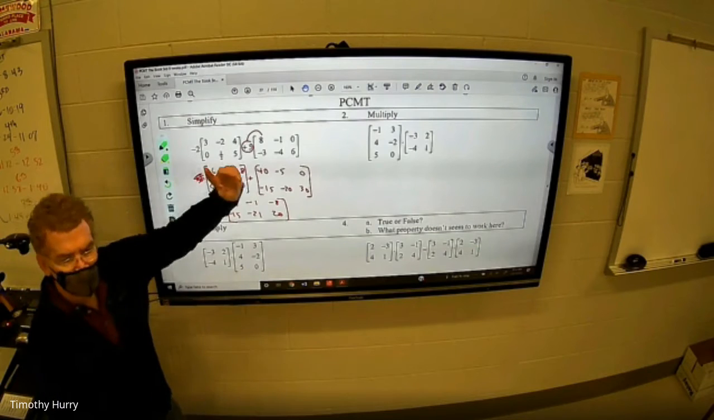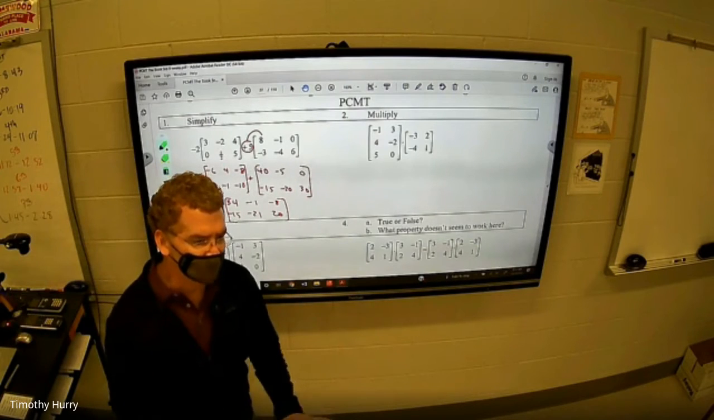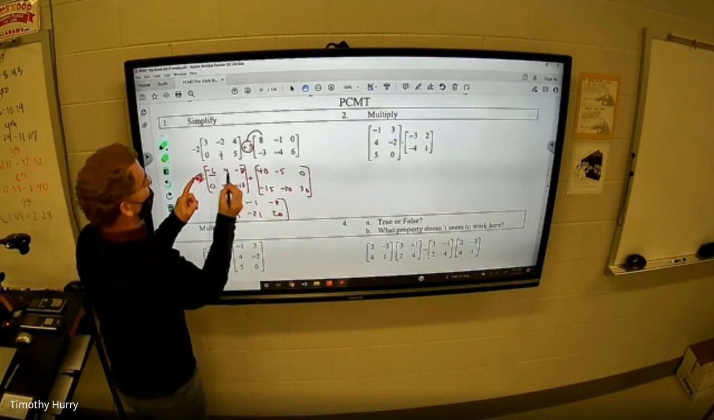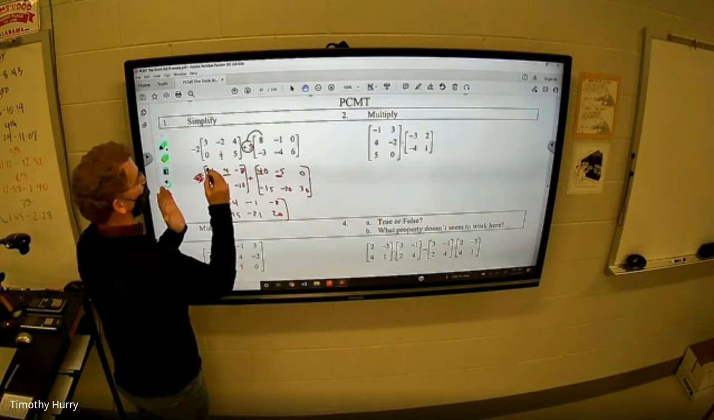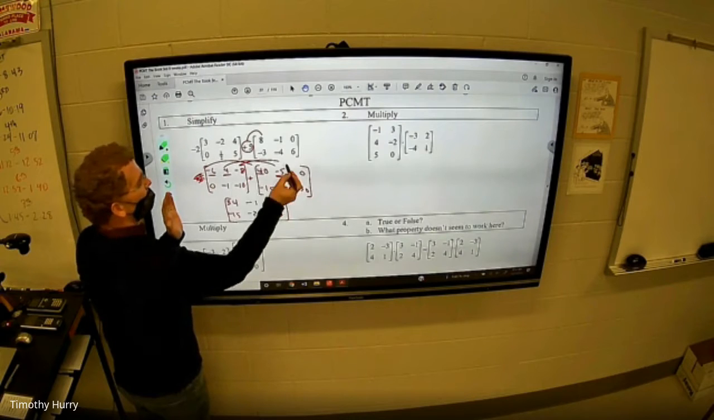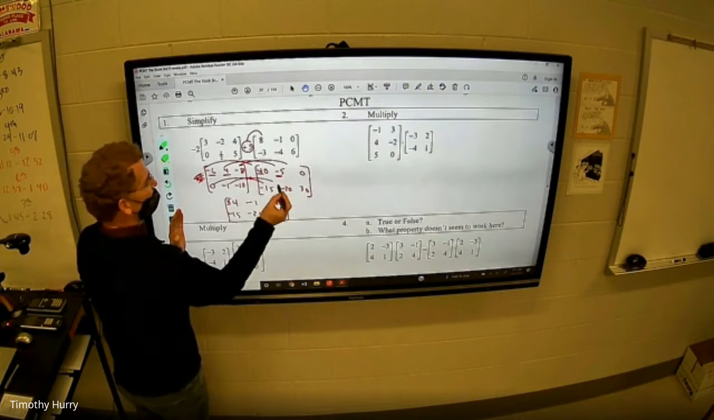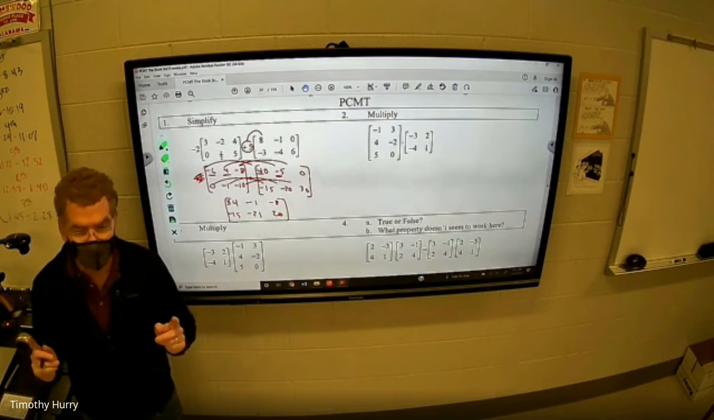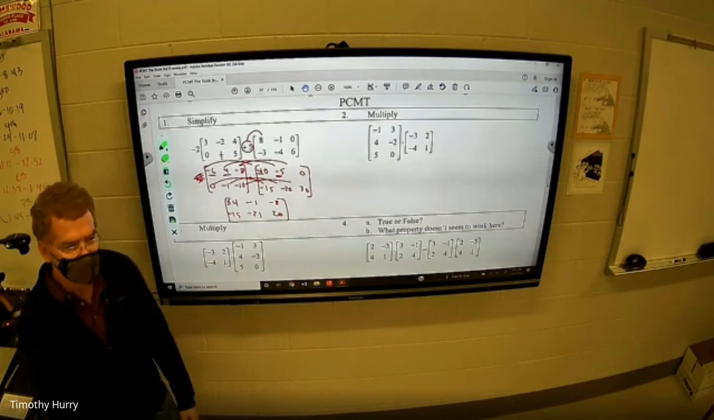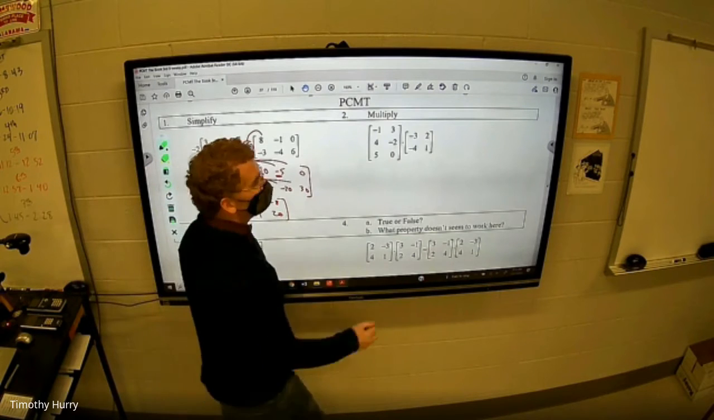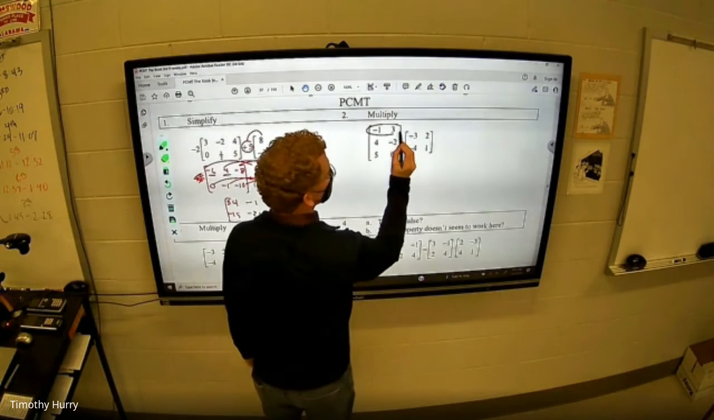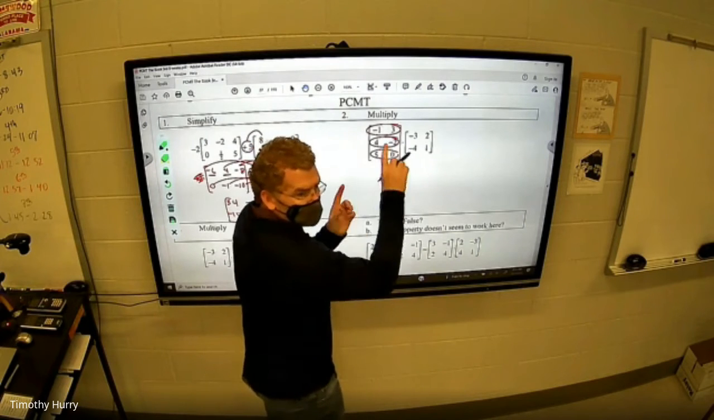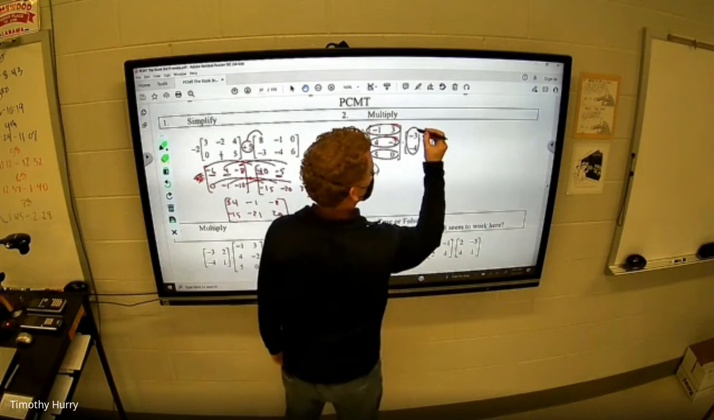Now, when it comes to multiplication, it's different. Like with addition right here, you add these two, add these two. These are called adding corresponding elements. So with addition, you add corresponding elements. With multiplication, you don't do that. Do you remember what you do with multiplication? Yeah, you're going to be looking at the rows of this, and you're going to be pairing them with the columns of this.